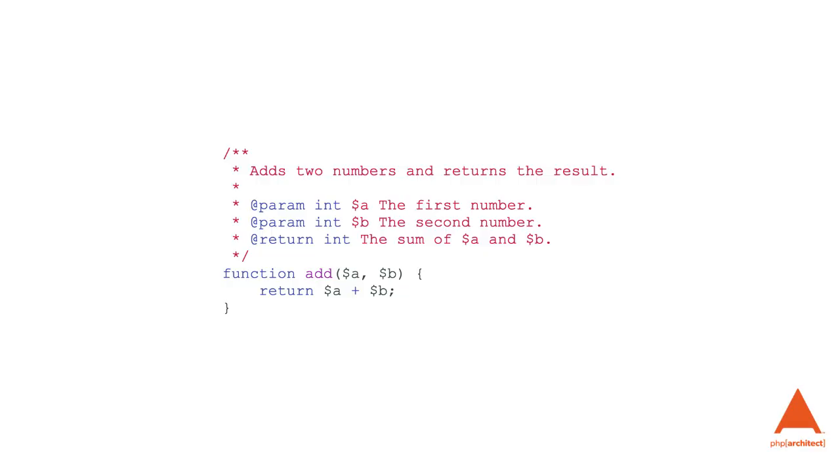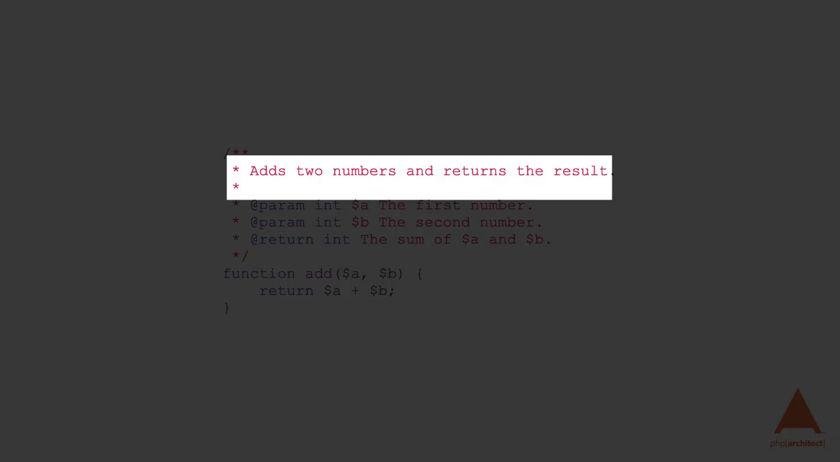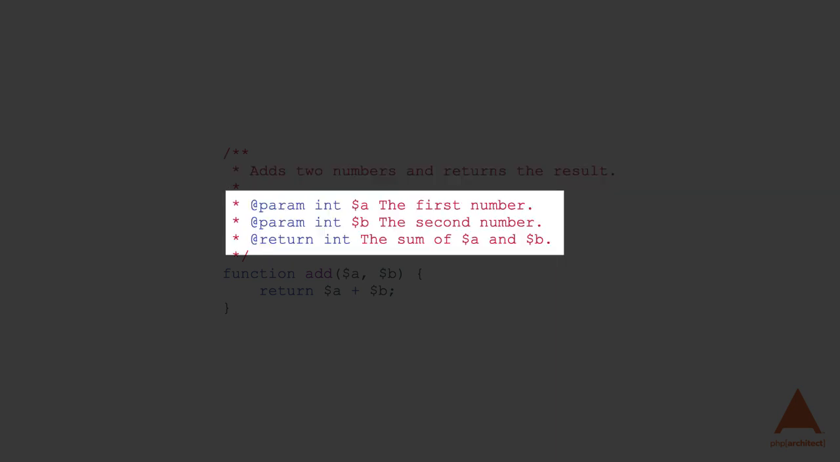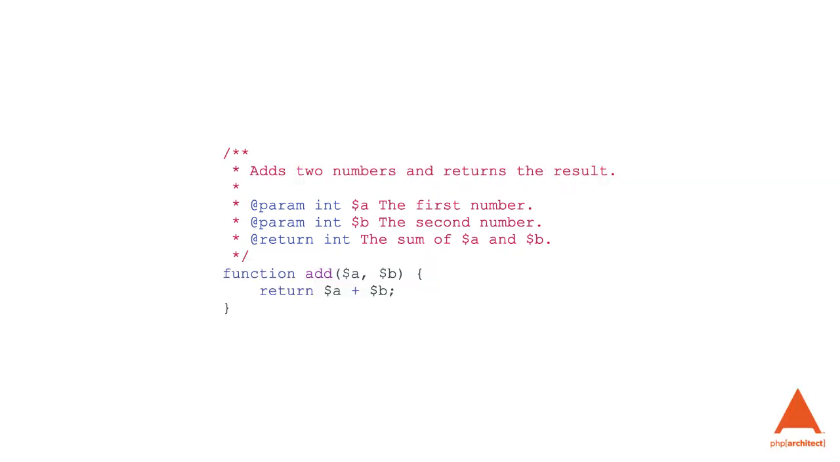A DocBlock consists of 2 pieces. The first is an optional description that explains what the code does. The second is 0 or more tags and annotations that provide additional information about our code.